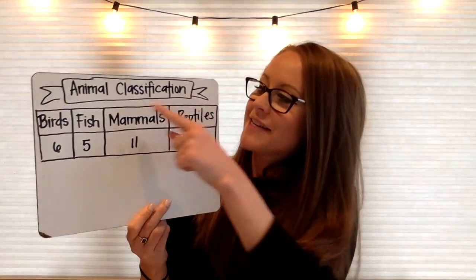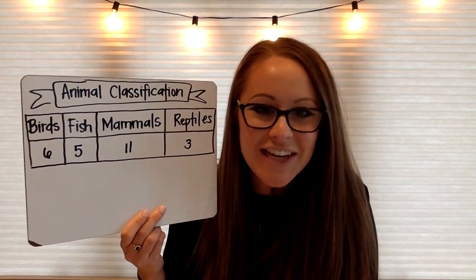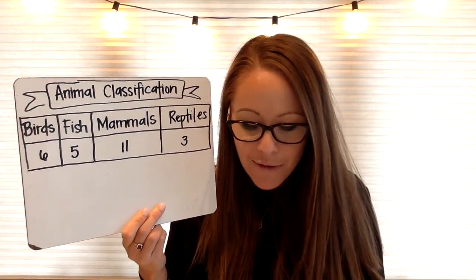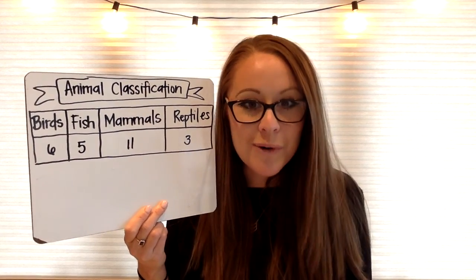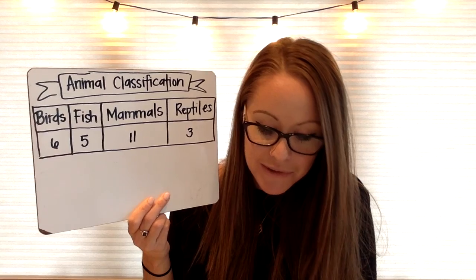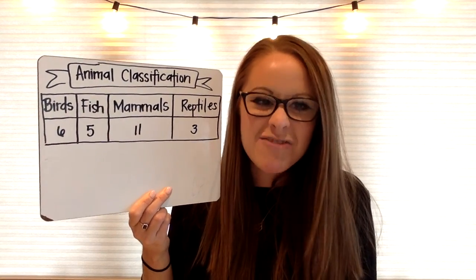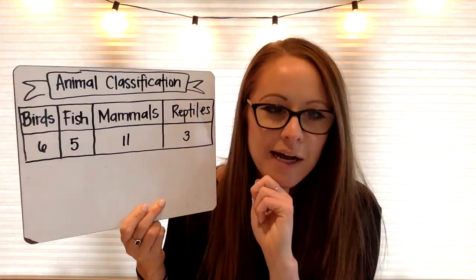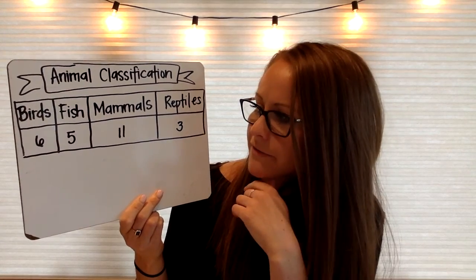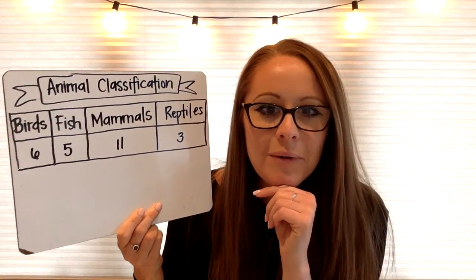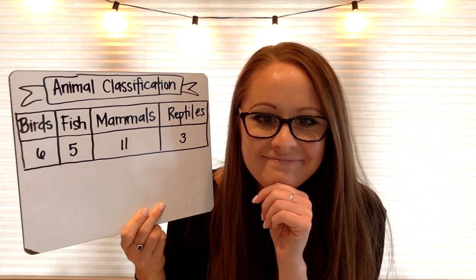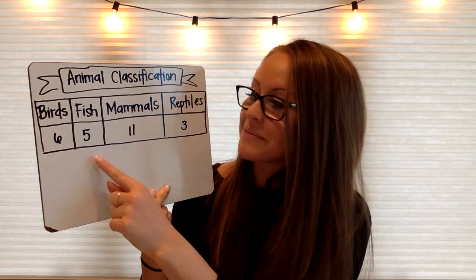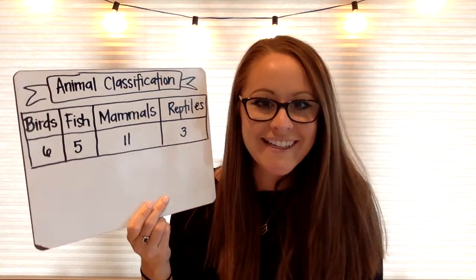So here I have my title of my graph right here. It says animal classification. And as you can see, I have birds, fish, mammals, and reptiles. So number 4, letter A, says how many animals are birds, fish, and reptiles? So birds, fish, and reptiles. So if I added up 6 plus 5 plus 3, what would I get? Did you say 14? 6 plus 5 is 11. 11 plus 3 is 14.